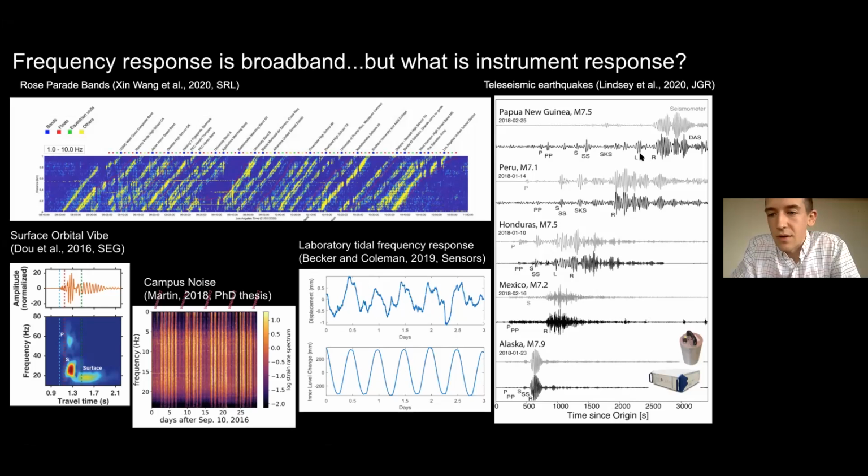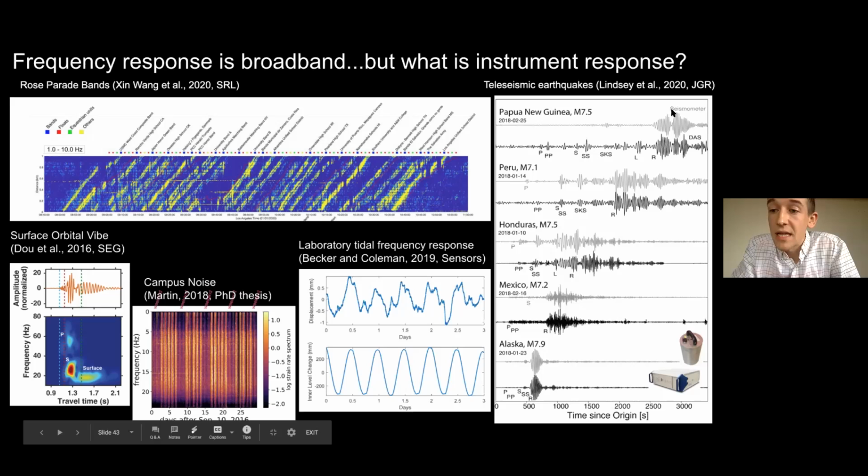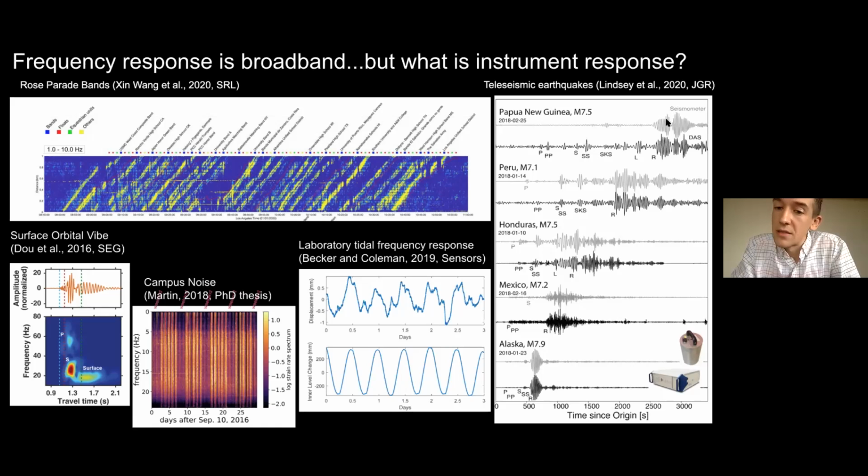And so when we think about even teleseismic recording, we can certainly get tens of seconds to be able to look into the mantle with these teleseismic phases. So the question here is, if we can clarify that DAS does have frequency response at many different frequencies, what is the instrument response? What is the amplitude variability at these different frequencies?